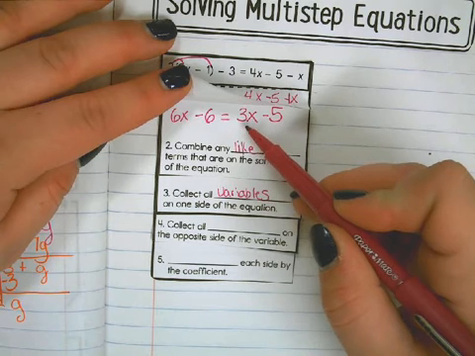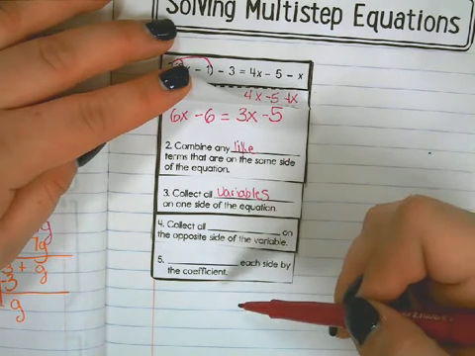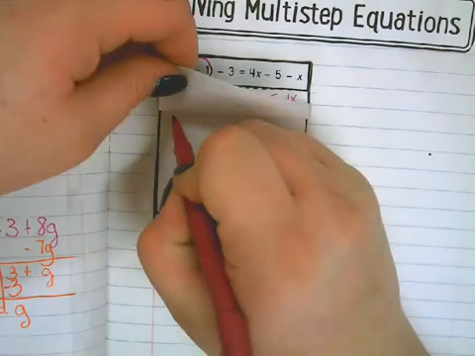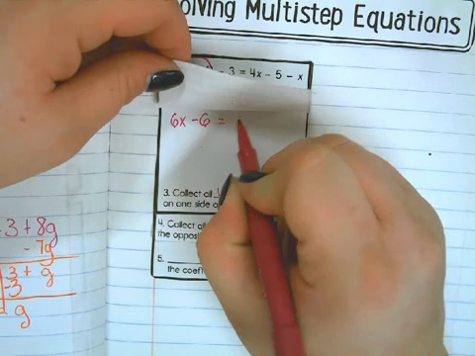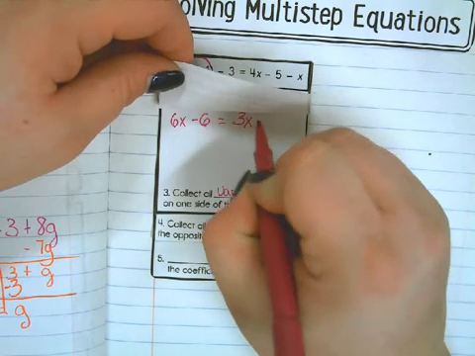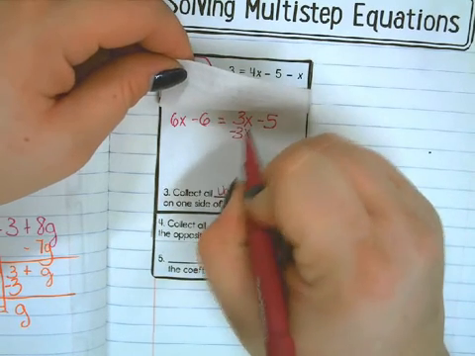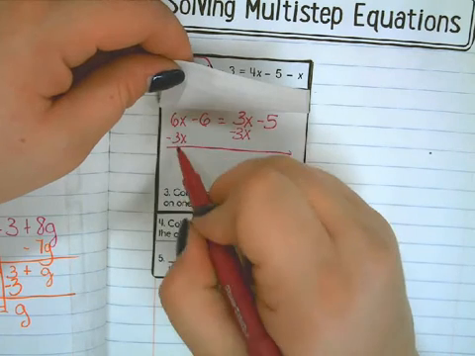So I'm going to rewrite the equation. So I have 6x minus 6 equals 3x minus 5. So we said we want to subtract 3x from each side. So 6x minus 3x gives me 3x. My minus 6 did not change. Equals, make sure this negative comes down with your 5, equals negative 5.